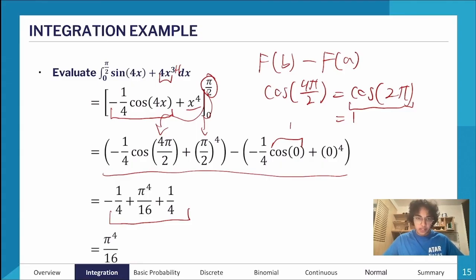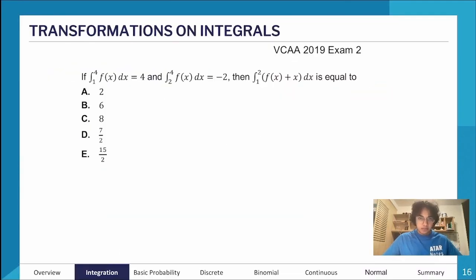And when we evaluate that, we get pi to the power 4 by 16. So hopefully you guys got a similar answer. Okay. So this is just a multiple choice question from a VCE exam. So you guys can see 2019 exam 2.